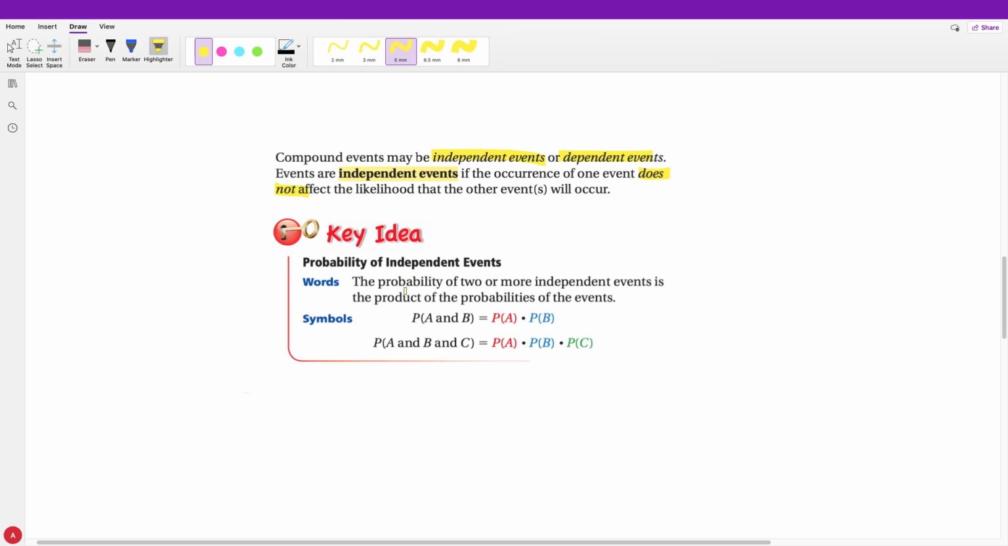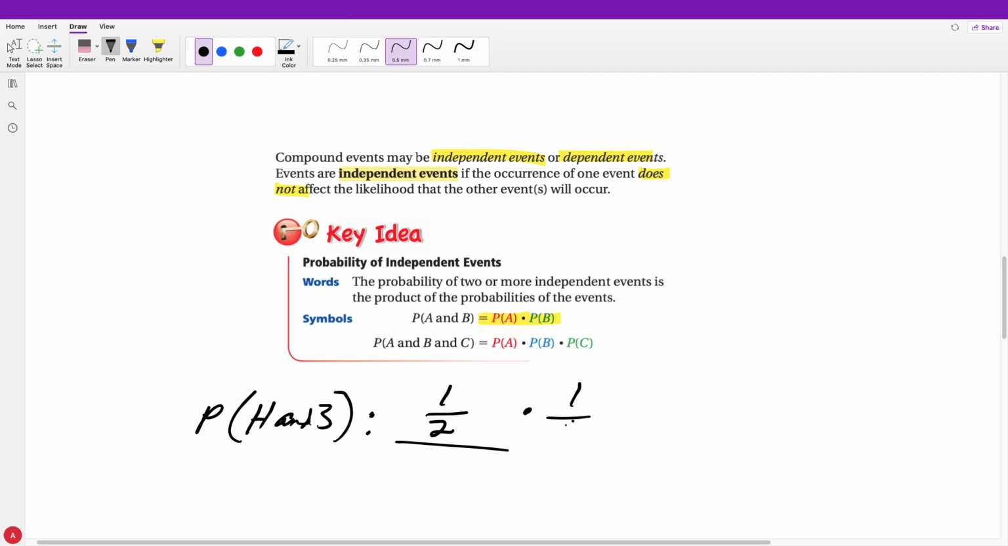In order to find the probability of independent events, we simply multiply the probability of each individual event happening together. So if I'm asking what are the odds of flipping a heads and rolling a 3, we would find the probability of a heads and 3. The probability of a heads is 1 out of 2, and the probability of a 3 is 1 out of 6. Since they don't have any effect on each other whatsoever, we can just multiply them together to say the probability of flipping a heads and rolling a 3 is 1 out of 12.